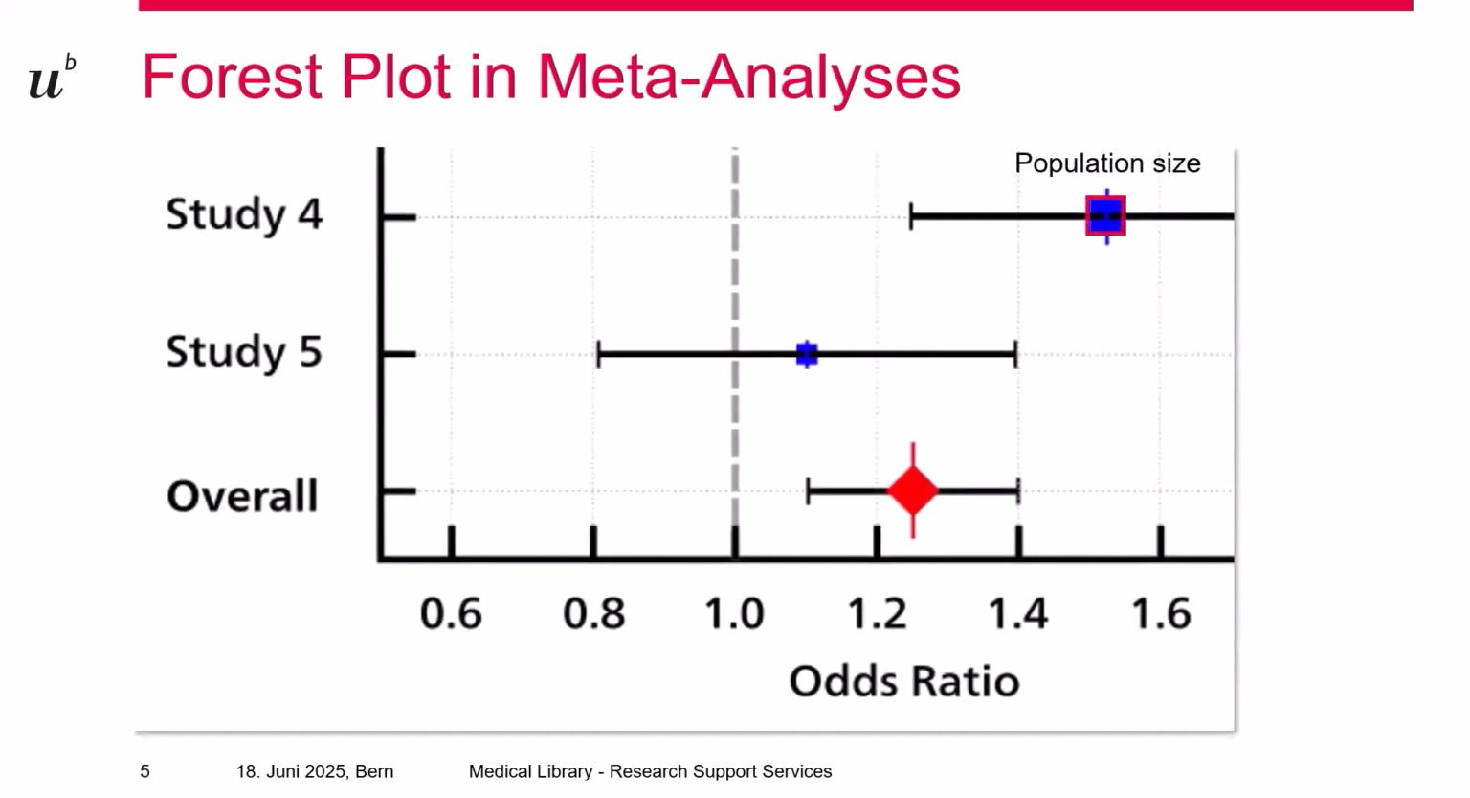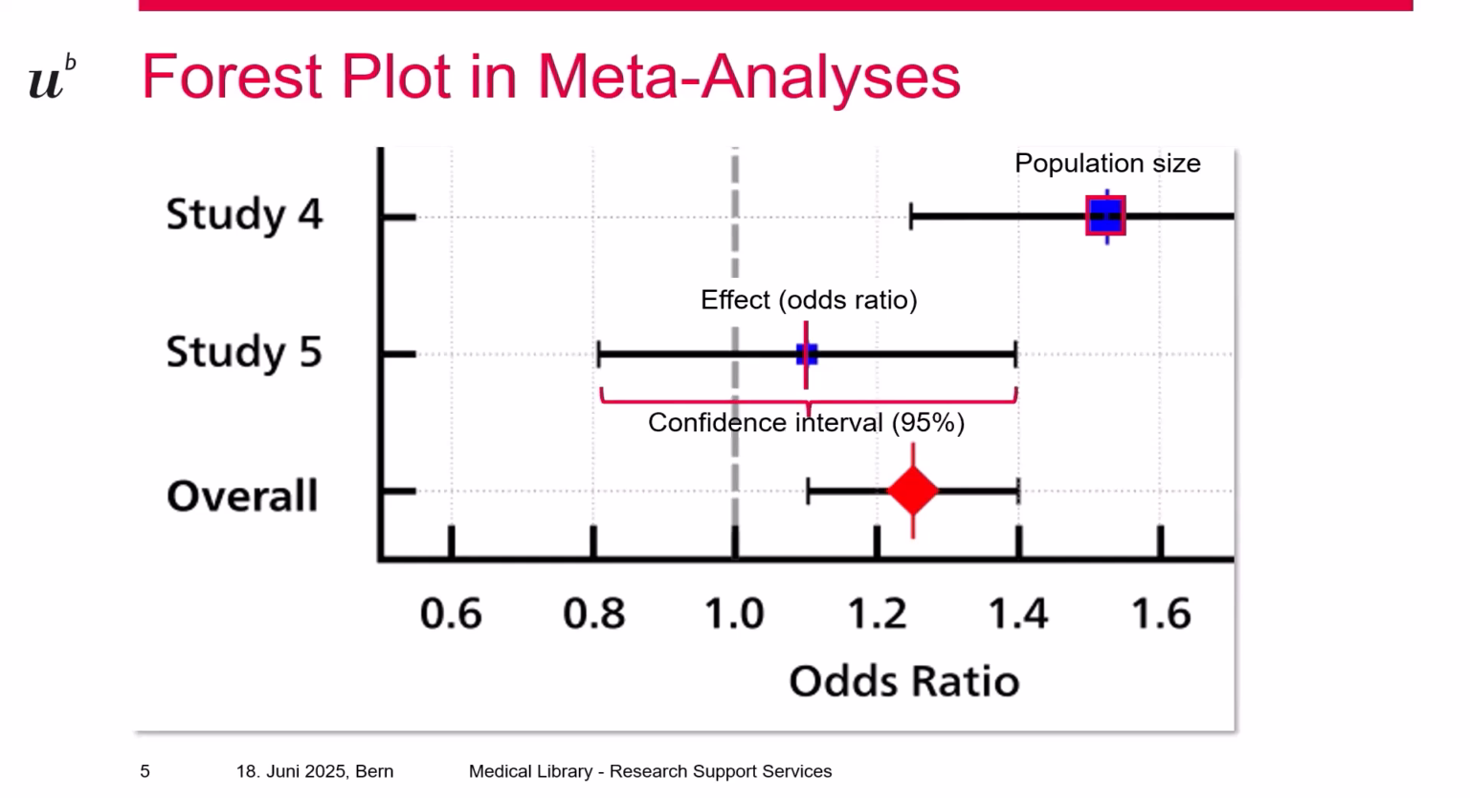The square represents the population size of each study that was analyzed in the meta-analysis. The larger the square, the larger the population size. The small vertical line going through the square stands for the effect. In our example, we will discuss the odds ratio. However, it could also represent other effect measures.